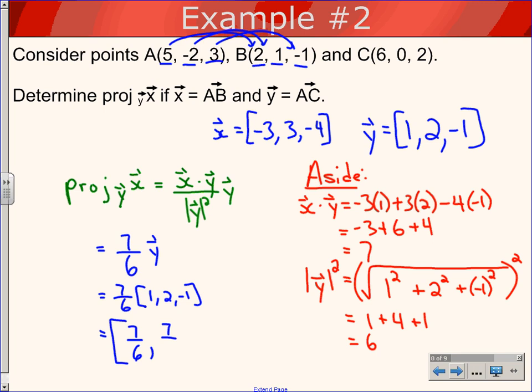Oh, no, that's right, sorry. Simplify with the denominator a little bit. So we get 7 over 3, and then minus 7 over 6. That's our projection.